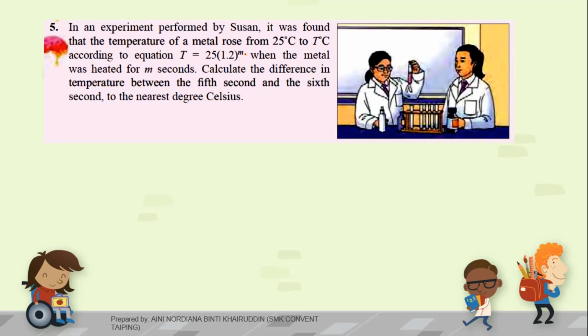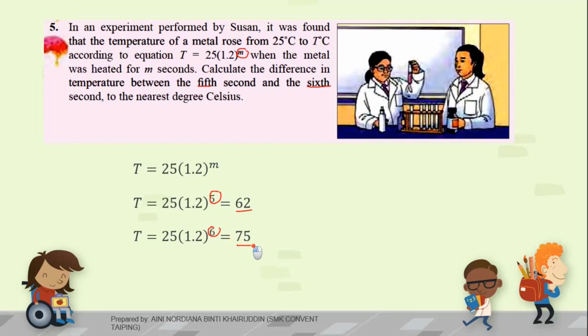So n here is substituted with the 5th and 6th second. So this is for the 5th second. This one I round off to the nearest degree Celsius. And also for the 6th second, this is rounded off to the nearest degree Celsius. So the question asks you to calculate the difference. You just subtract the values here, and then you get 13.